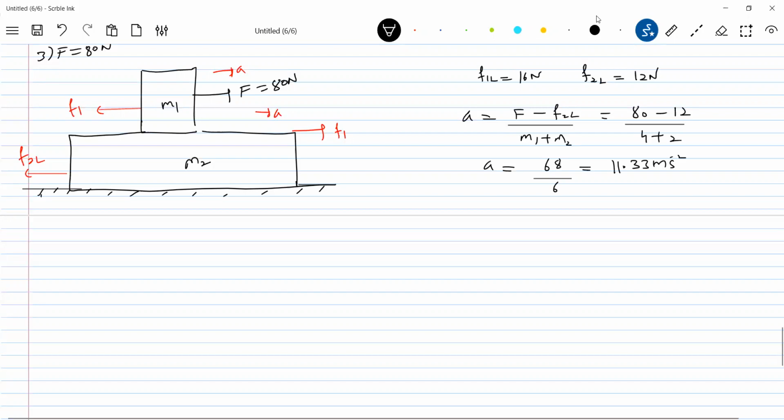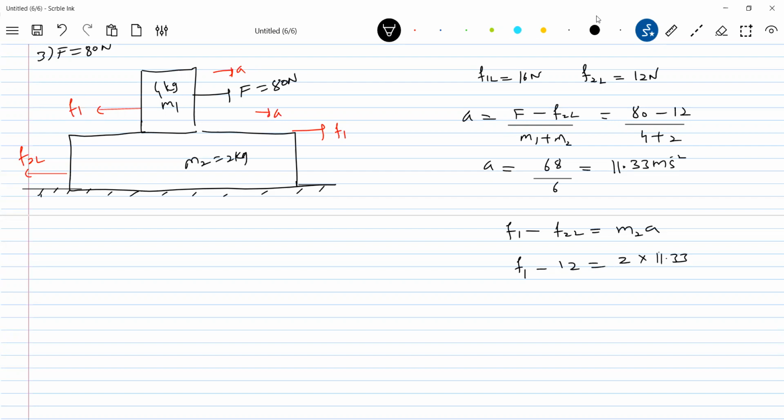Let's calculate the friction force. Any block, either the upper or lower block, you take. So F1 minus F2L equals M2a. What is the F2L value? 12 Newton. M2 is how much? 2. This is the 2 kg block, no? And this is the 4 kg block. Into acceleration, let it be 11.3. So what is the value of F1? It will be 12 plus 22.66, which is equal to 34.66. Is it greater than F1L?